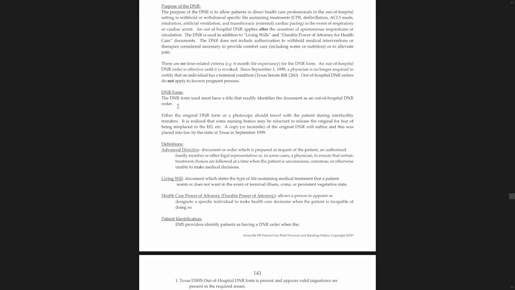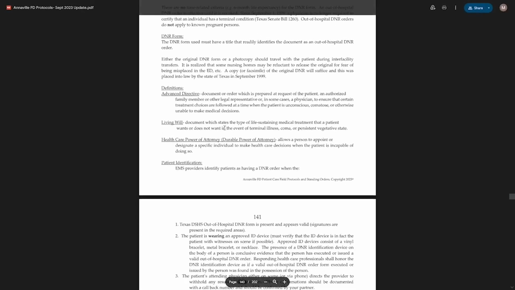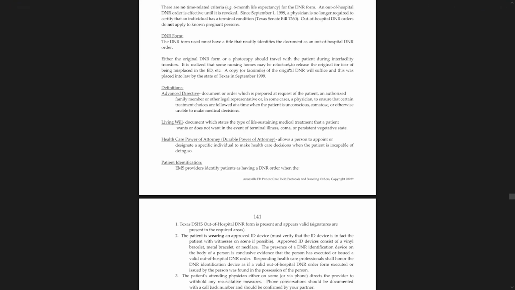The DNR form. The DNR form must have a title that readily identifies the document as an out-of-hospital DNR order. Either the original DNR form or a photocopy should travel with the patient during inter-facility transfers. It is realized that some nursing homes may be reluctant to release the original for fear of being misplaced in the emergency department, etc. A copy of the original DNR will suffice, and this was placed into law by the state of Texas in September 1999.